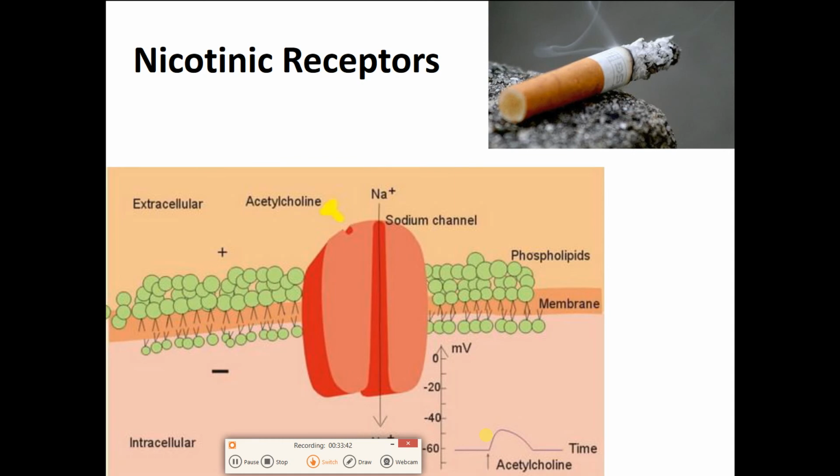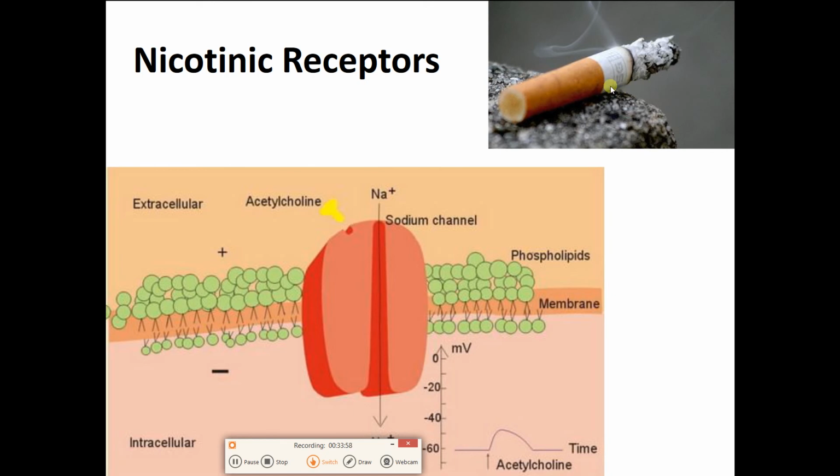Now, why are these called nicotinic receptors? Because not only do they respond to the normal acetylcholine released from your neurons, they also respond to nicotine, which we find in these nasty things right here.